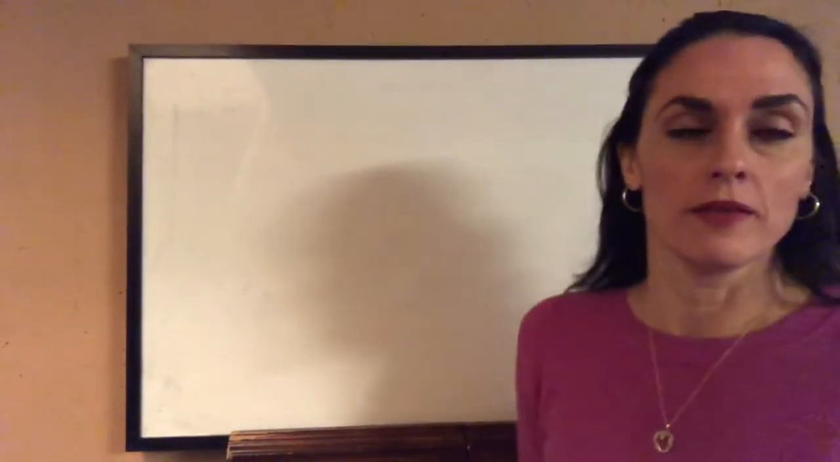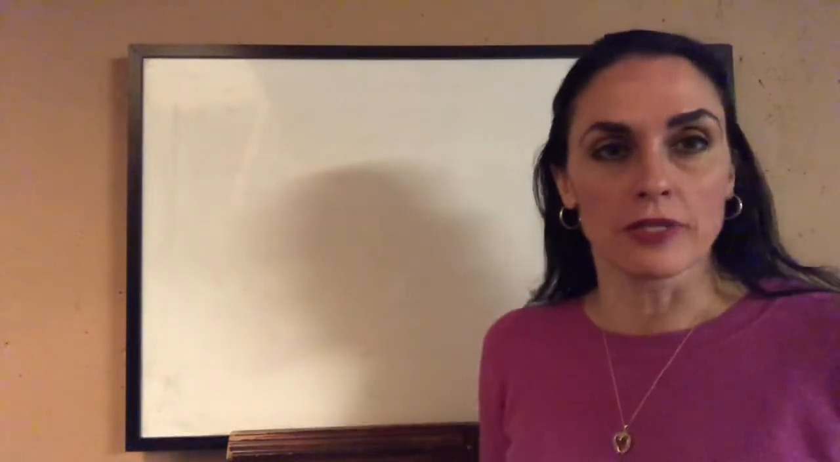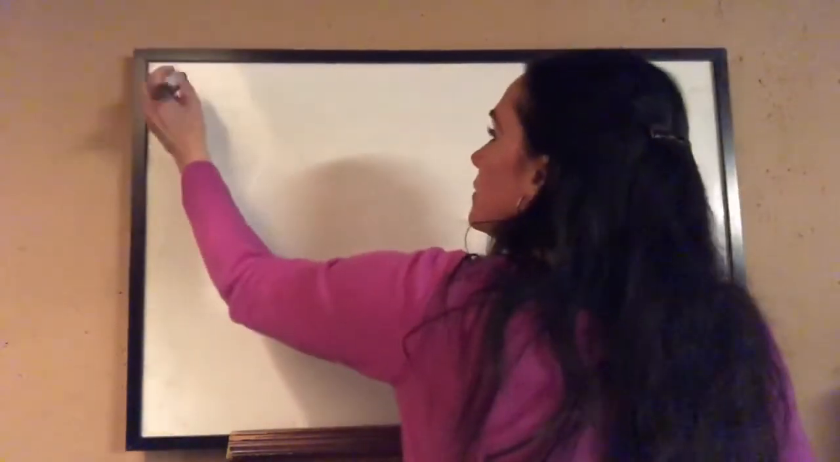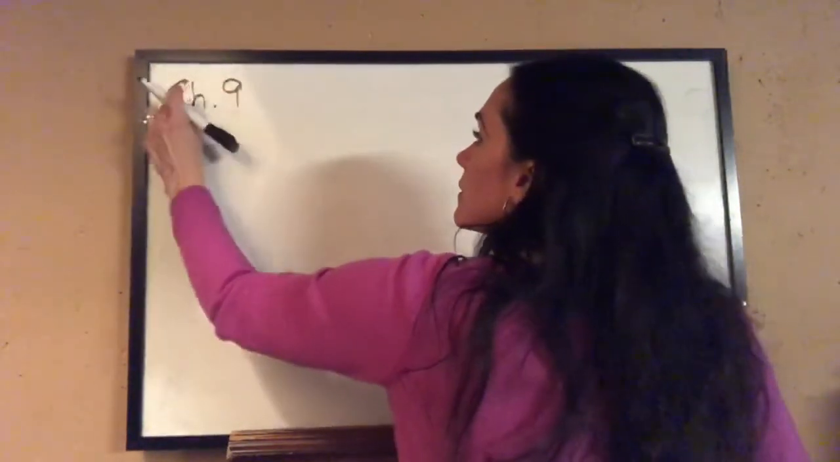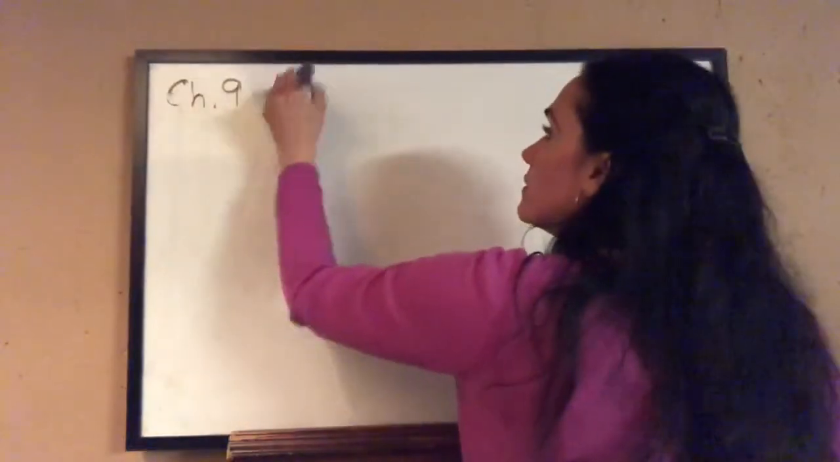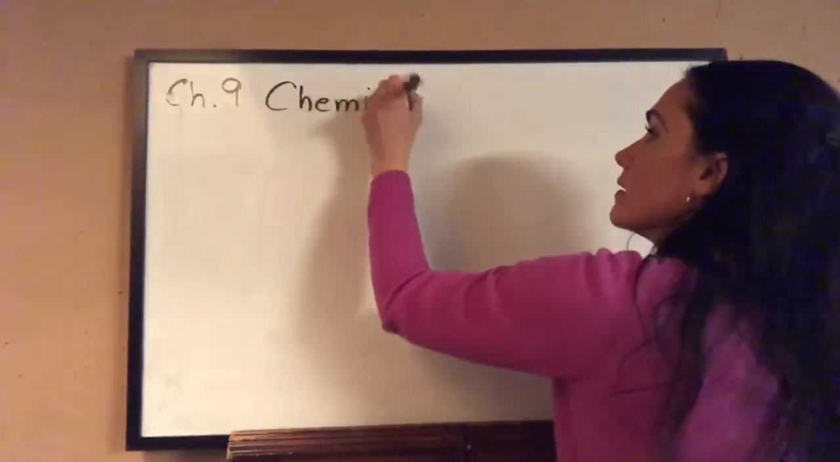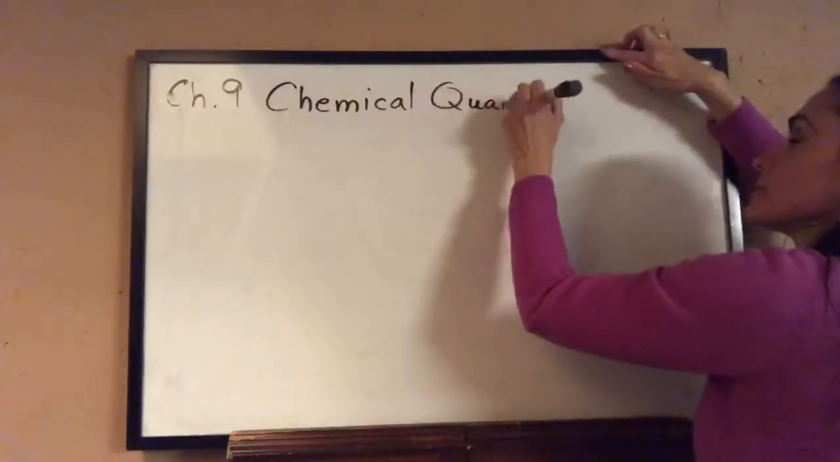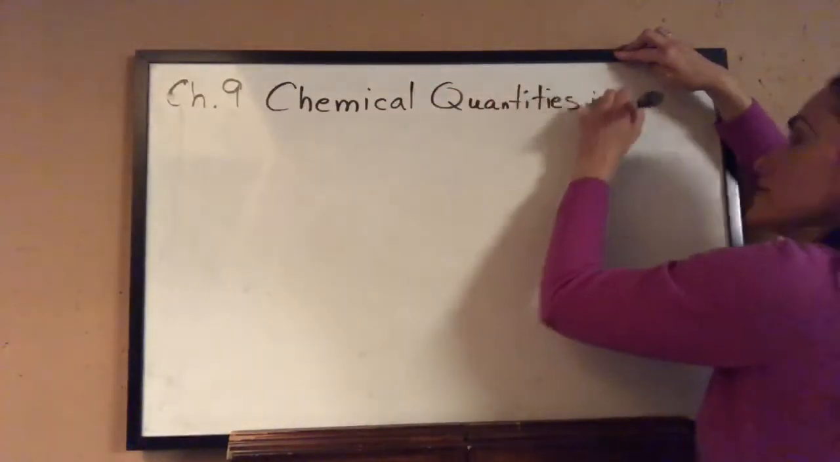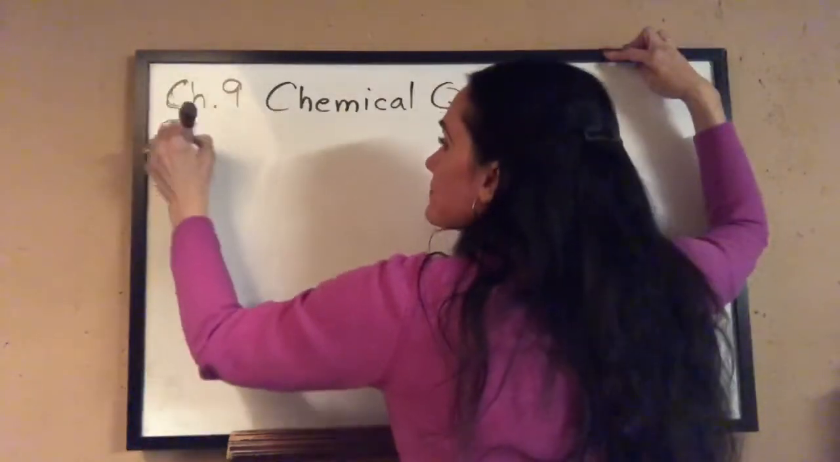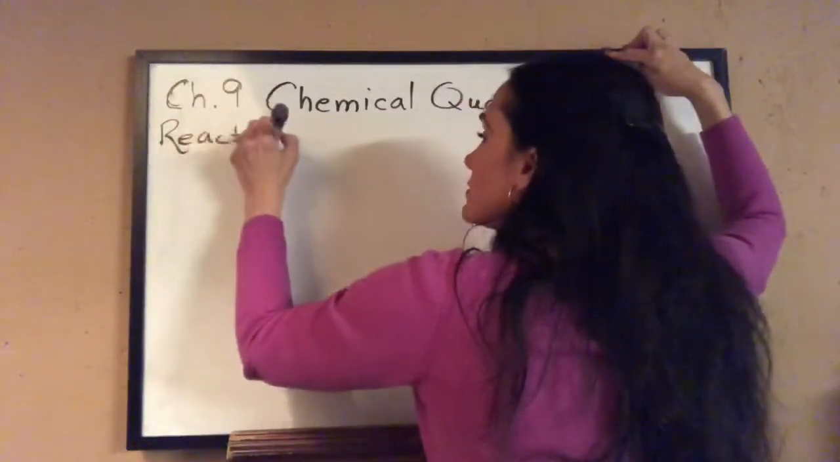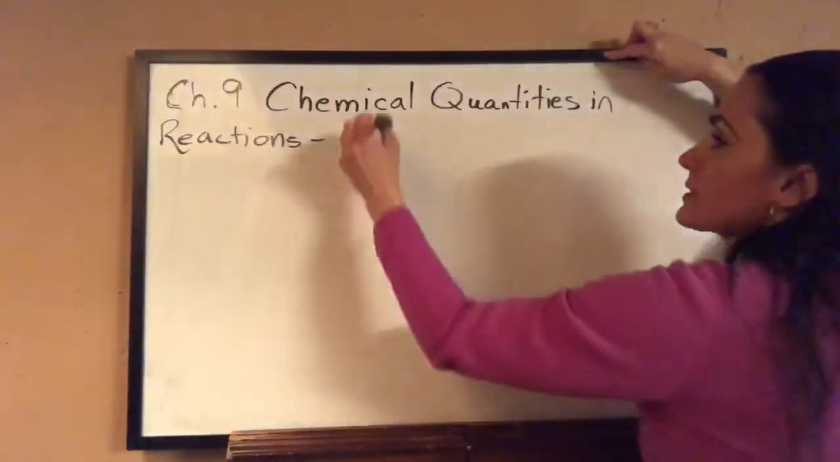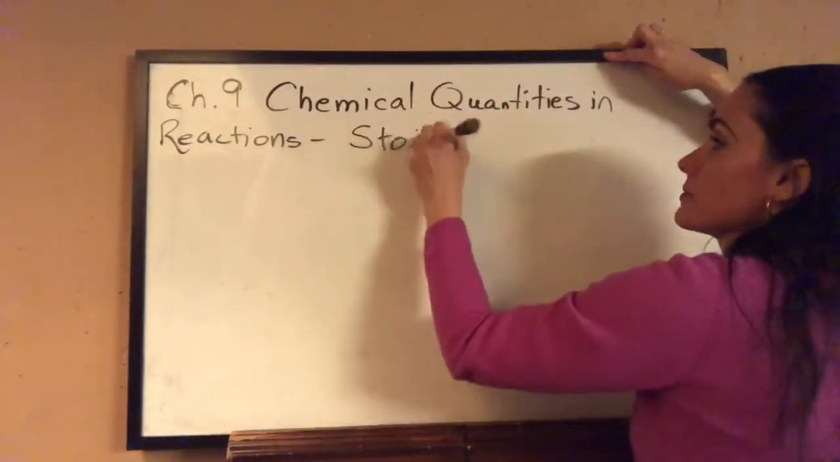Hi everybody. This lecture focuses on highlights of Chapter 9. Chapter 9 is entitled Chemical Quantities and Reactions. And us chemists, we like to call it stoichiometry.